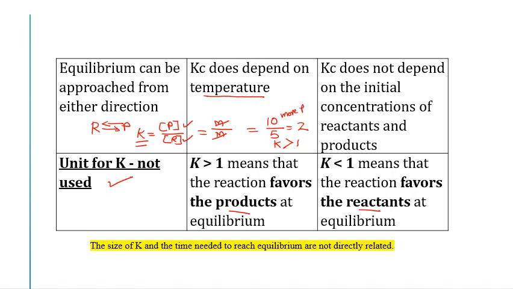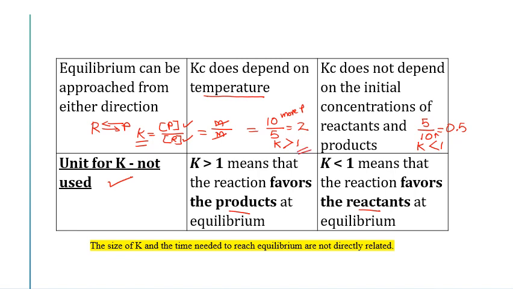And if it is reversed, that means if we have products 5 and reactants 10, the equilibrium constant value is going to be 0.5, which is less than 1. That means we have more reactants. So if K is less than 1, it favors the reactant. If K is greater than 1, it favors the product.